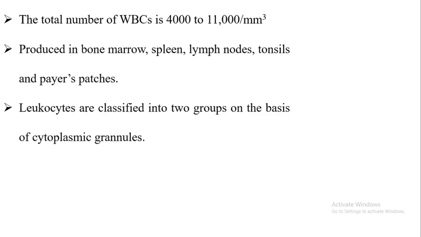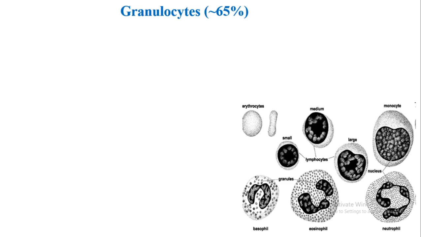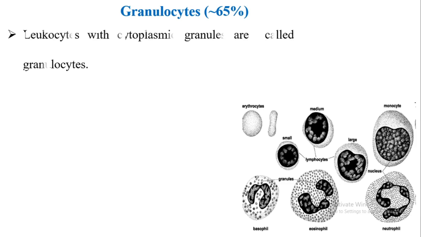Leukocytes are classified mostly into two groups on the basis of cytoplasmic granules, whether the granules are present in the cytoplasm or they are absent in the cytoplasm. On that basis, the leukocytes are classified into two types. One is called granulocytes and second is called agranulocytes. Firstly, we will see the granulocytes. The granulocytes constitute 65% of total WBC of the blood. These granulocytes are with cytoplasmic granules, or you can say the WBC with cytoplasmic granules are called granulocytes.